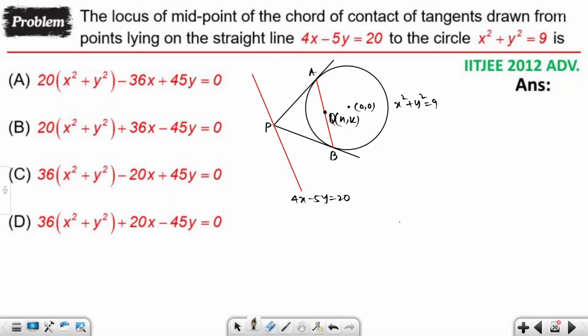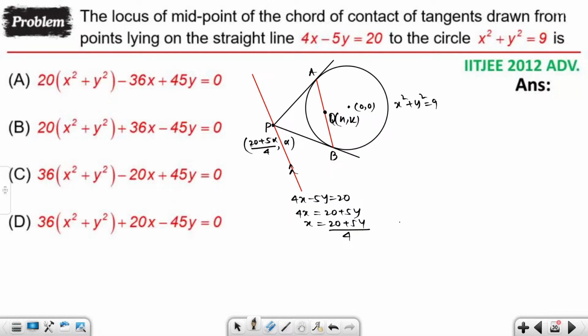Is it clear? So now how to find out? See, P is any point on this line. From here we can write x as 20 plus 5y divided by 4, isn't it? So if I say that point P is any point on this line, let me take this point as (20 plus 5 alpha over 4, alpha). Am I correct? I have taken y as alpha, so your x will be 20 plus 5 alpha divided by 4. So P is any point on this given line.